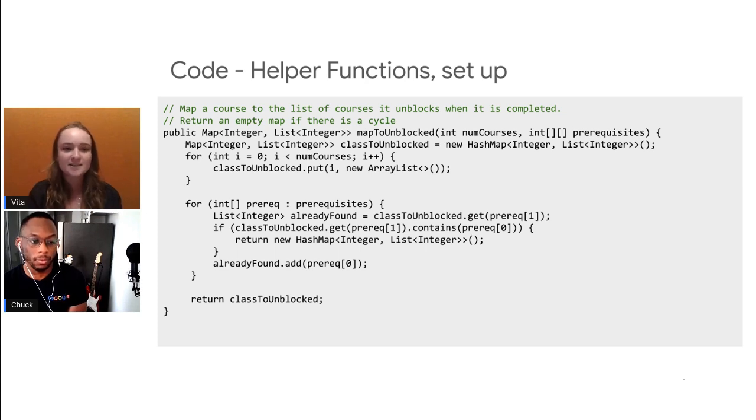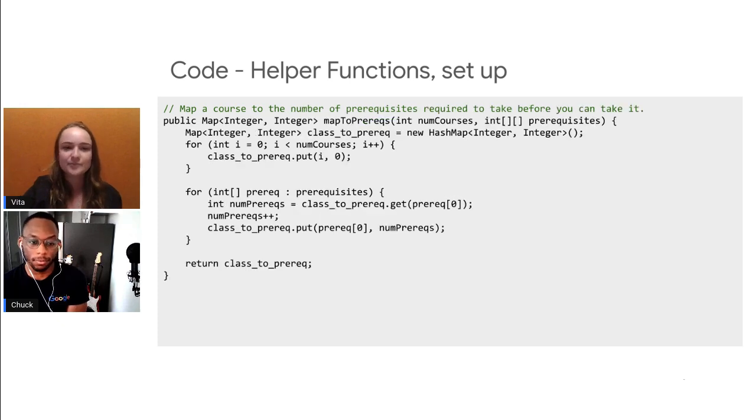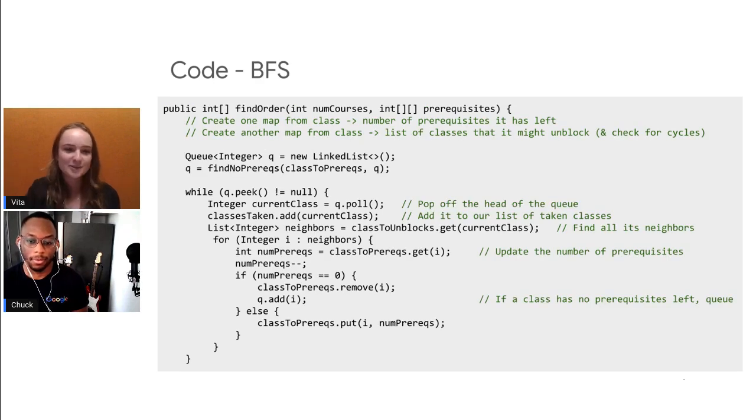So if I find a class that unblocks a class that says that it's supposed to be blocked by this one, I'm noticing a circle here. That's going to tell me that I can't actually take all the courses that I need, and this is an edge case that I know that I need to handle. Awesome. Another helper function, pretty similar, but this one is going to map a course to the number of prerequisites required to take before I can actually take it. So in my previous example, 3 had 2 prerequisites. Again, pretty straightforward.